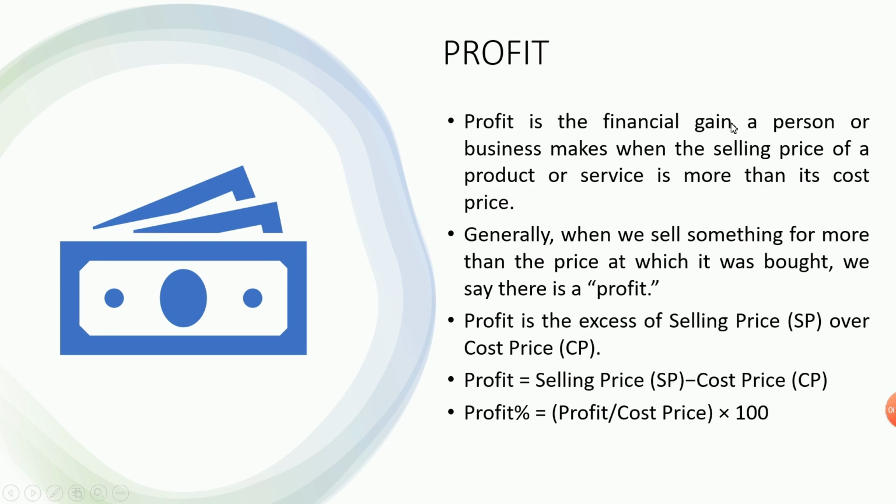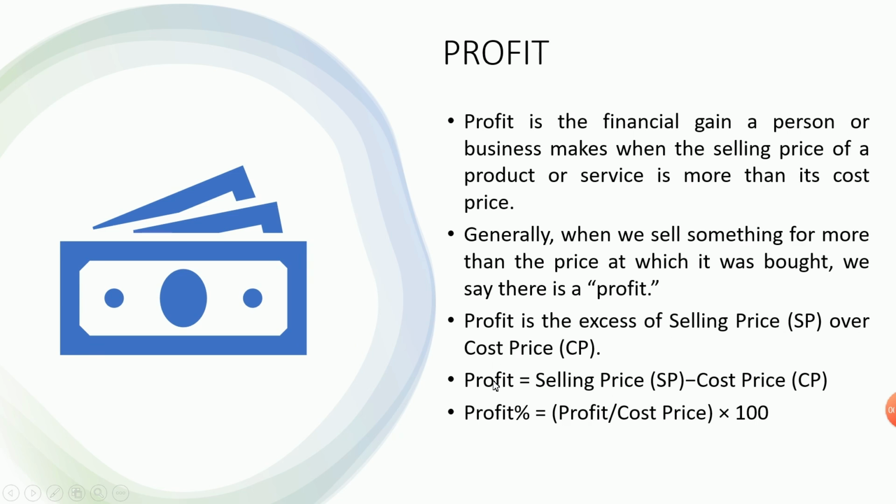So profit is the financial gain a person or business makes when the selling price of a product or service is more than its cost price. Take the usual fruits example: you buy a fruit for 5 rupees and we are selling it for 6 rupees or 7 rupees, then that is profit. We gain the extra amount we sell for. So generally when we sell something for more than the price at which it was bought, we say there is a profit.